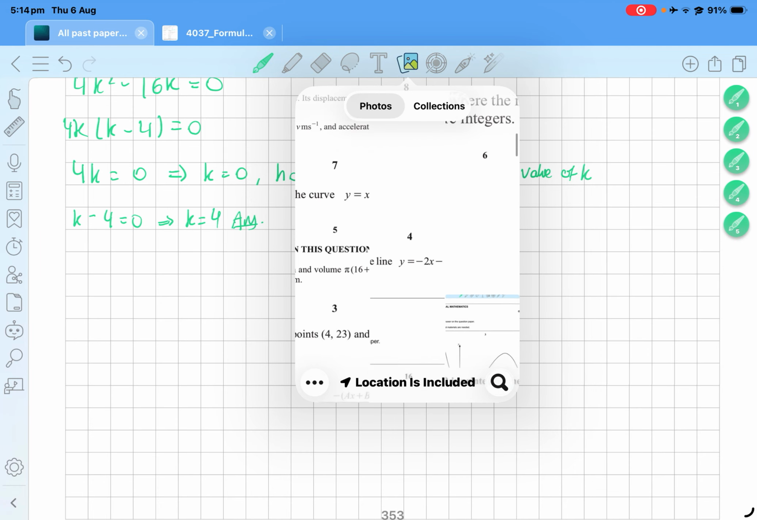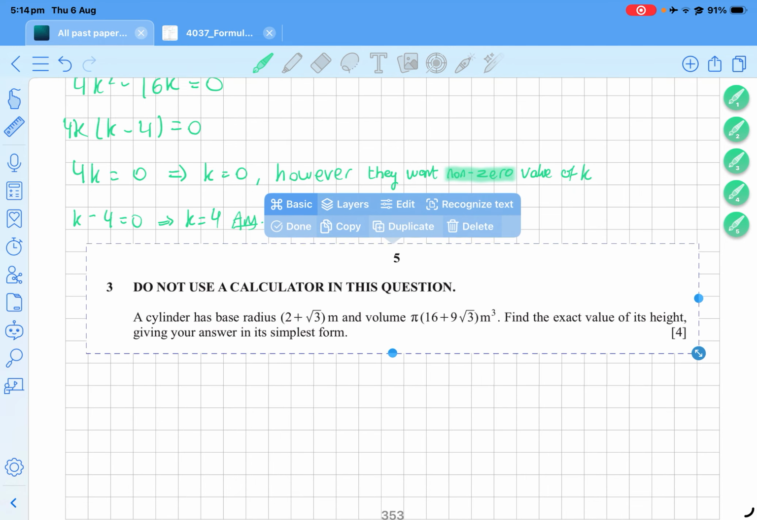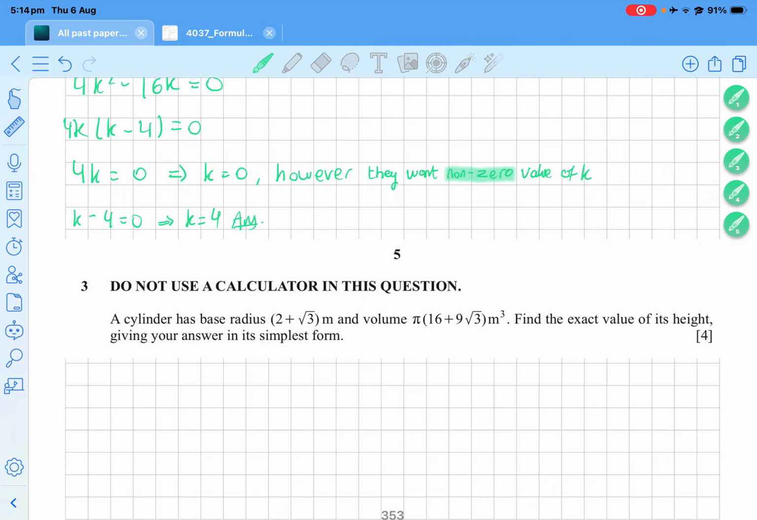Okay, then moving on to this. So we cannot use a calculator, fine. A cylinder has the radius this and the volume this. What is the value of its height? Give your answer. So basically this question is not complicated at all. It's barely related to mensuration.